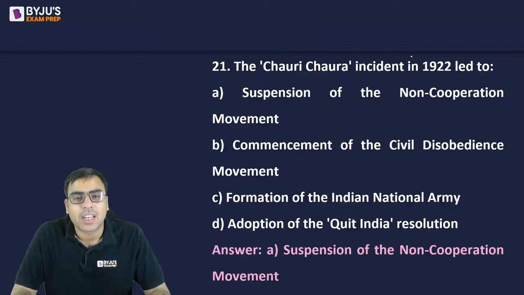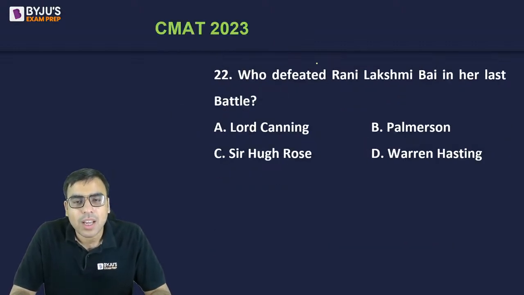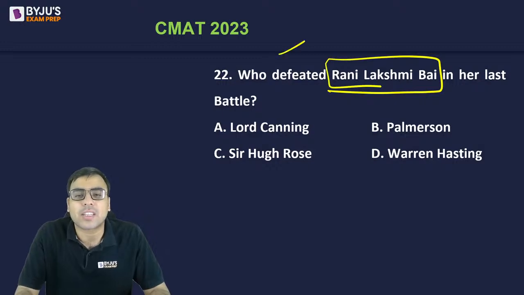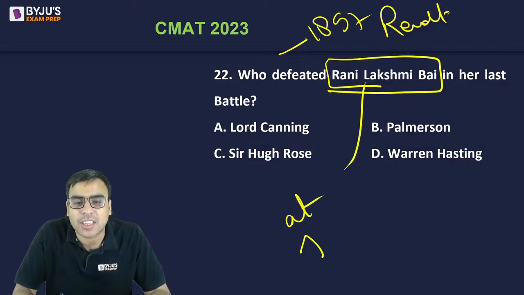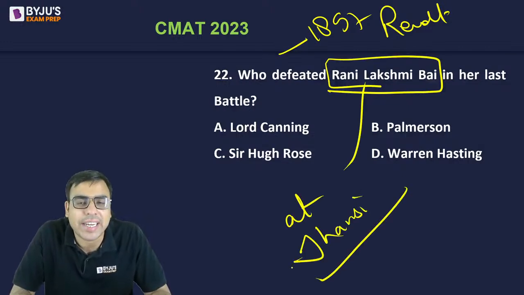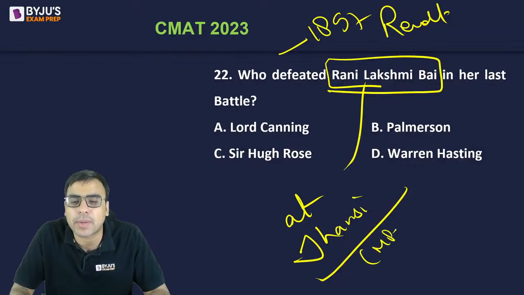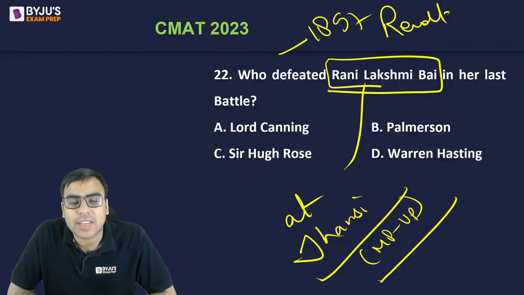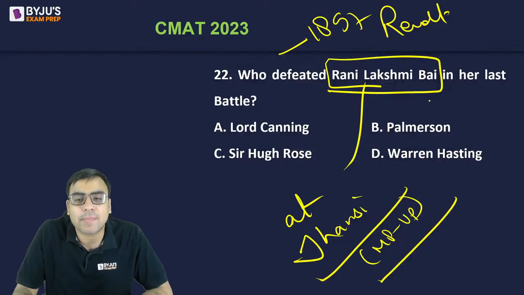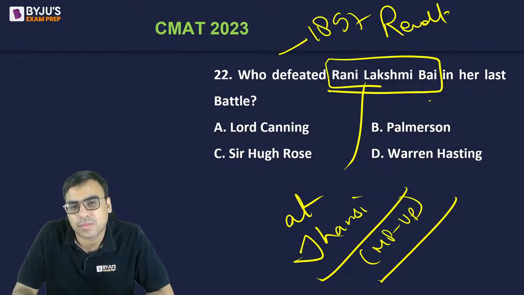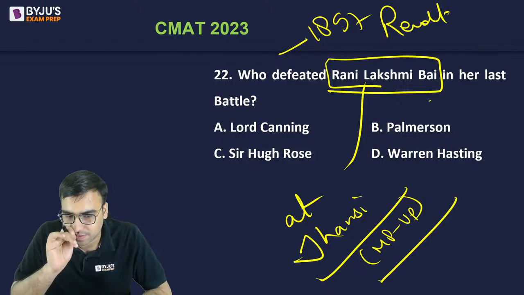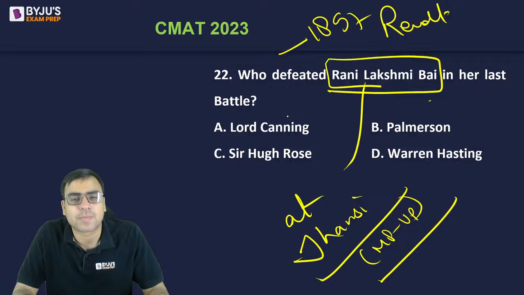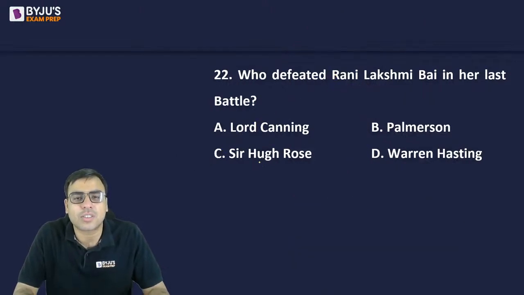Okay. The next one, who defeated Rani Lakshmibai in her last battle? In the 1857 revolt, at Jhansi, she was fighting against the British. Jhansi, you will find it on the border of Madhya Pradesh and UP. So who was the British general who actually defeated her? Your options are Lord Canning, Palmerston, Sir Hughes, Warren Hastings. What is the right answer? The right answer is Sir Hughes. So C is the right answer to this question.